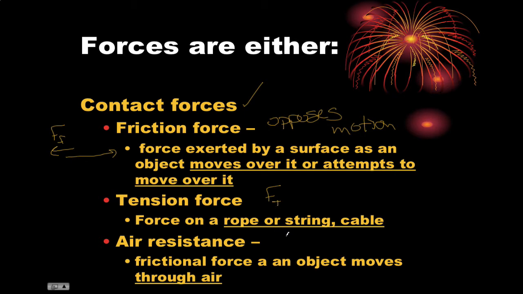And then we have force due to air resistance. Now this is a frictional force, so this goes back up here. Anytime you have an object moving in air, you're going to have a frictional force, and that's going to be the force of air resistance. So anytime you throw something through the air or you're falling through the air, there's going to be some sort of air resistance force opposing that motion. So if you have an object falling down, you're going to have force of air resistance going up.